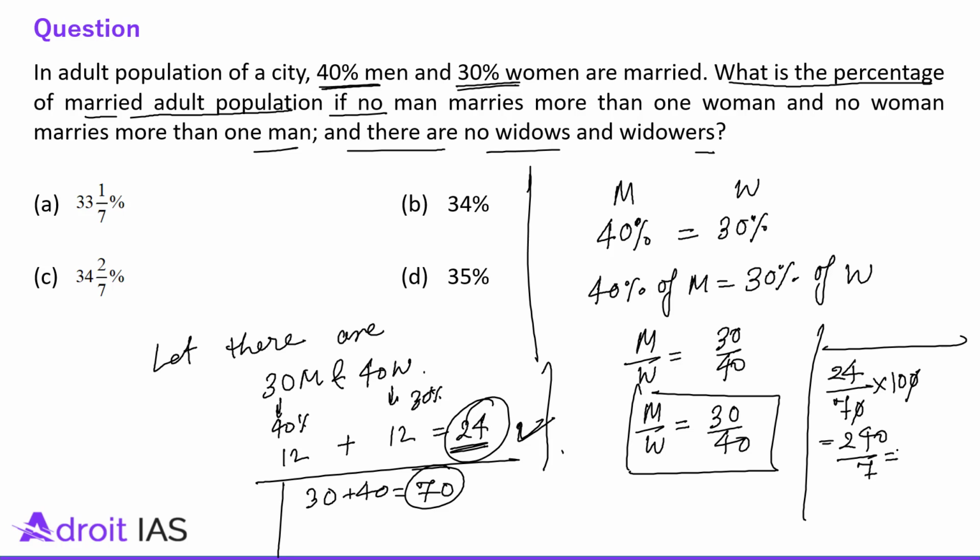So this is 34 into 2 by 7%. C option is the right answer. This is a good question based on the reverse ratio approach, or you can say it is percentage also. The ideal solving time for this question is around 50 seconds to 1 minute. It's a good question.